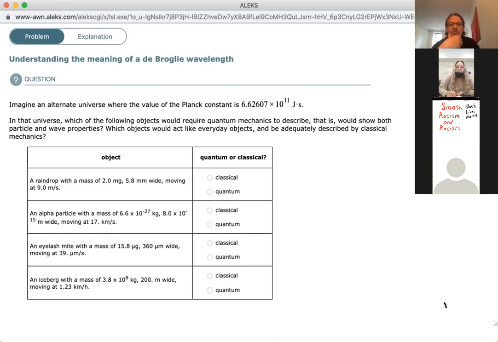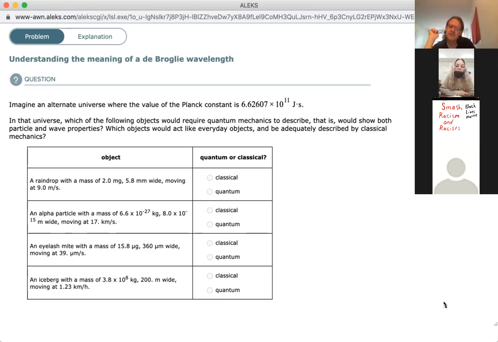Okay, so here's what they do. They say, you've got a raindrop with a mass of 2 milligrams, it's 5.8 millimeters wide, and it's moving at 9 meters per second. Is that going to behave classically or quantumly? In our universe, a raindrop is a classical particle. A raindrop is not a wave, it's a particle. So we would expect it to behave classically. Only subatomic particles behave quantumly in our universe.